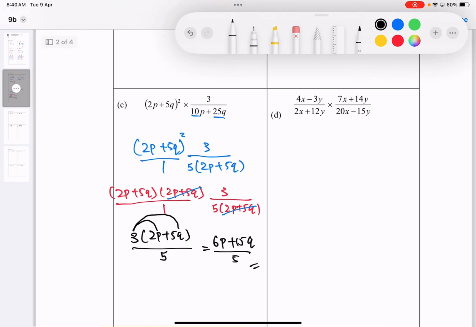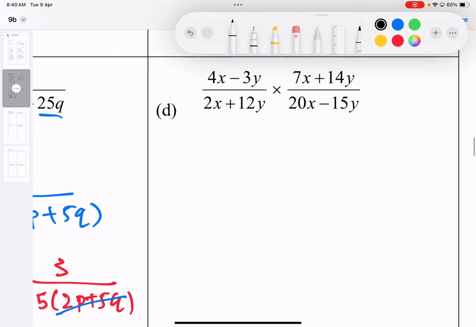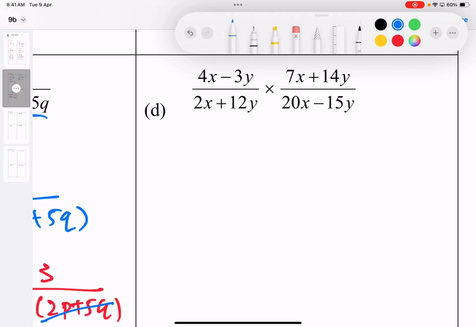Okay, the last question over here, part D. Let's take a look at this question here. I have many plus and minus over here, so I'm going to think about whether I can factorize them. This first one, is there anything common I can factorize? Anything between 4 and 3? Any way I can factorize? No, because 3 is a prime number. I cannot break it down. So I cannot factorize means I'm not going to change anything.